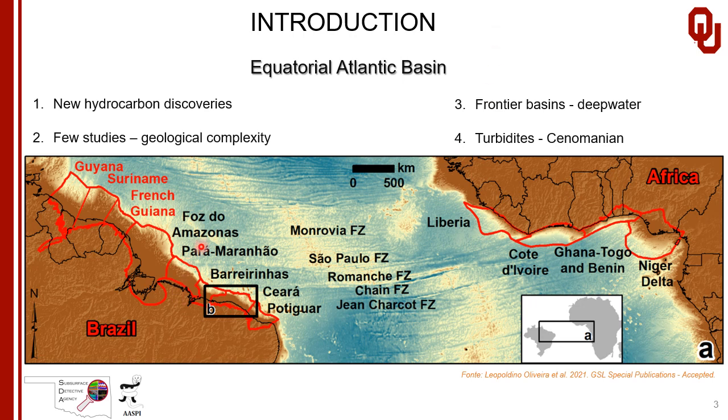The Brazilian equatorial margin is composed of 5 sedimentary basins along the coast. It comprises the Foz do Amazonas, Pará-Maranhão, Barreirinhas, Ceará, and Potiguar basins. The deep water of the Brazilian equatorial margin is underexplored and only a few wells have been drilled.